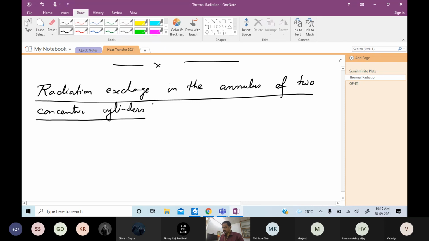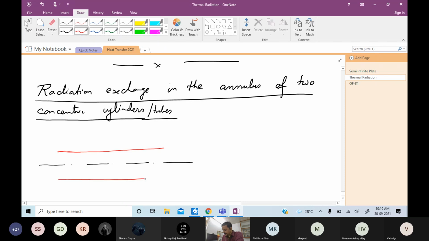So concentric cylinders, tubes, whatever you may call. So let us first understand what is happening. So first draw here. I'm not going to write as much. You guys already know what we are doing. You can take more notes if you want based on what I speak. So here is one tube.